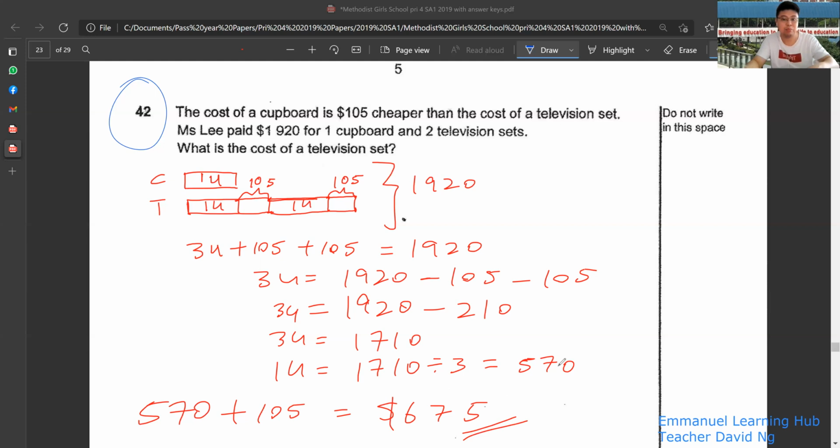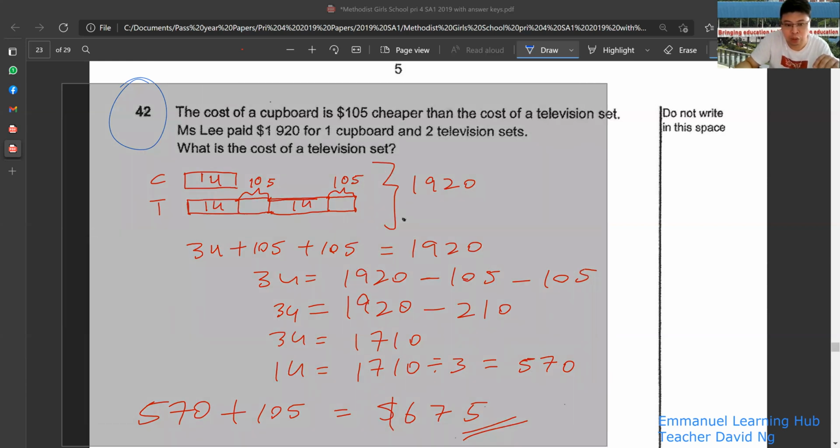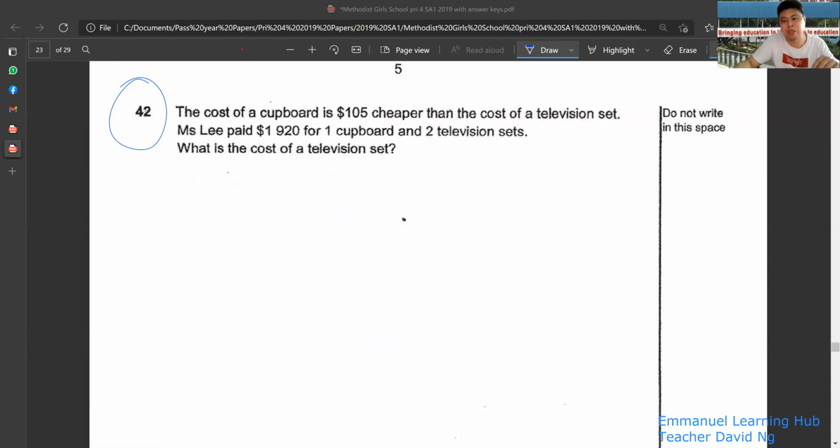Understand now? You go and redo this question again now. Try to do it without looking at my solution. You cannot look at my solution, look at my YouTube video, then go and copy. No point. See if you can do it or not. No point copying my solution.